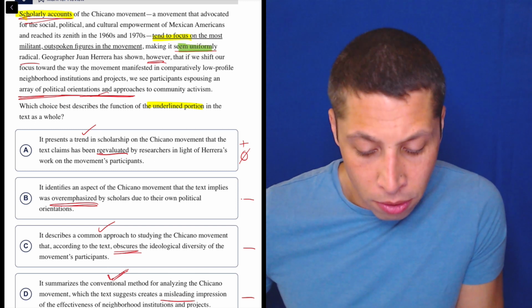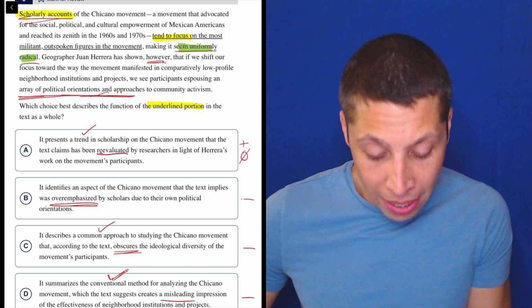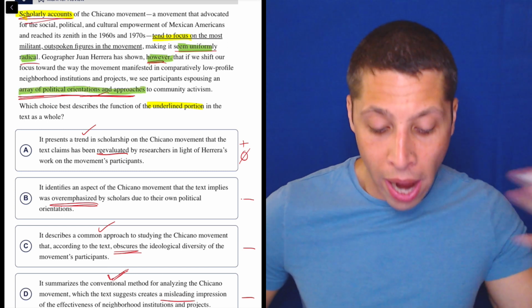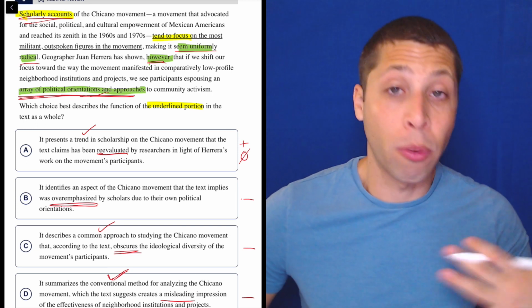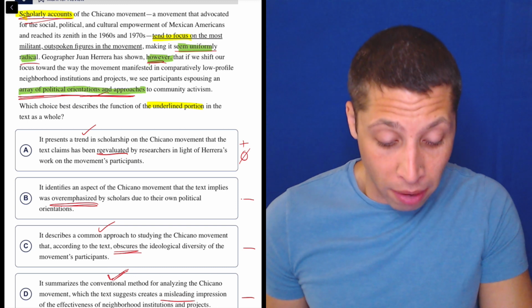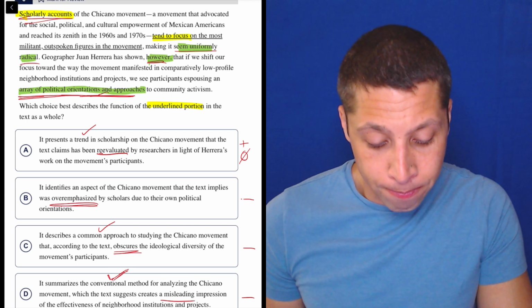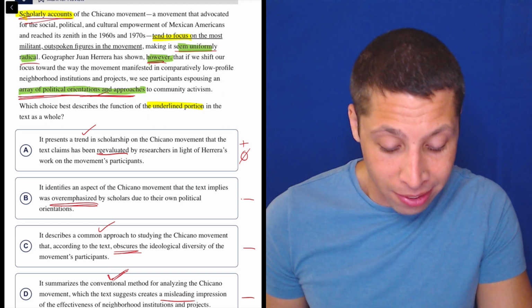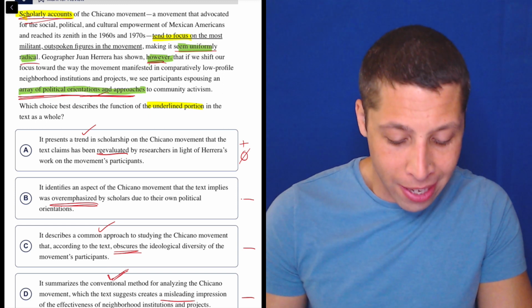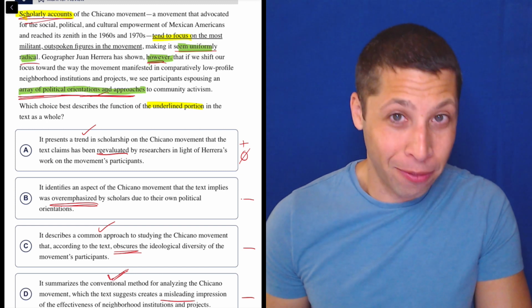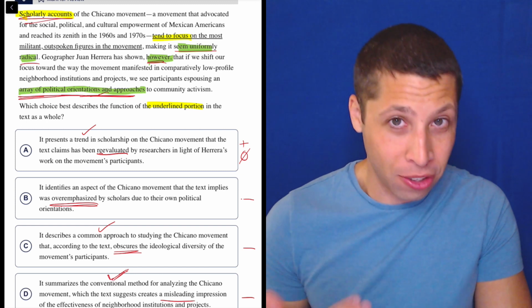It seems uniform, but it's actually maybe diverse, an array of political orientations and approaches, right? Array means kind of like a variety. So that seems like we have some sort of contrast. Let's go back to our choices. I don't know if that's positive or negative, to be honest. It sounds like we're describing it in a negative way originally, and now we have a more positive view later. So that makes me skeptical of A, but let's just double check here.